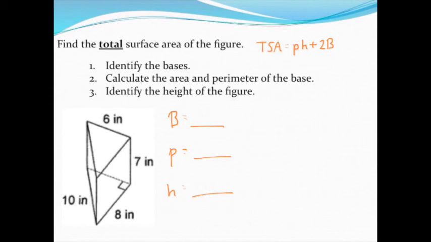To find the total surface area of a prism or a cylinder, we're going to use the formula Ph + 2B. P represents the perimeter of the base, h represents the height of the prism or cylinder, and B represents the area of the base.